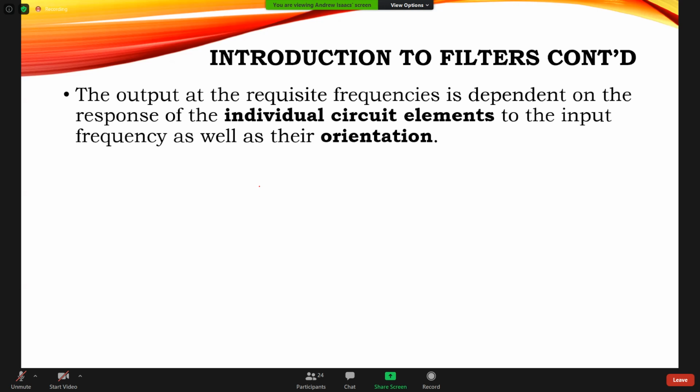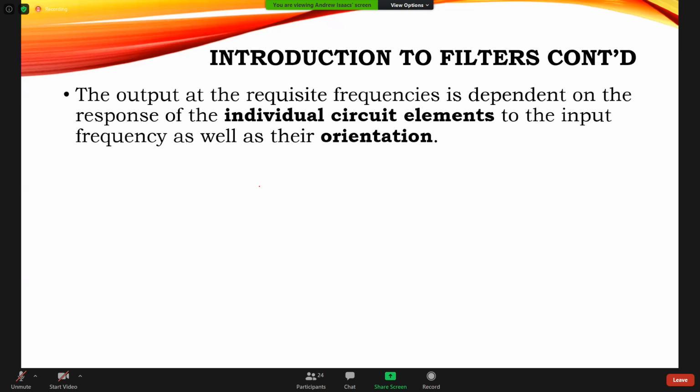So let me go over this again. The output of our filters is going to depend not only on the element in and of itself, meaning whether we are dealing with a resistor, a capacitor, or an inductor. All right, so that's important. However, we also have to take into consideration the orientation, in other words, how exactly we connect the elements.